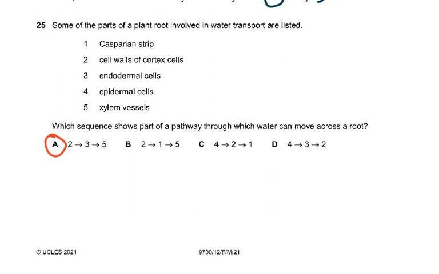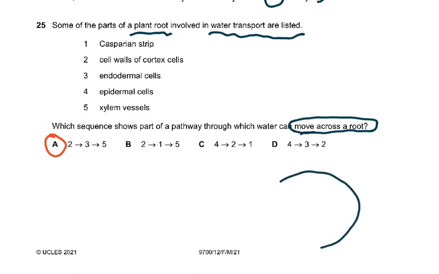Then coming to question number 25. Some of the parts of a plant root involved in water transport are listed: Casparian strip, cell walls of cortex, endodermal cells, epidermal cells, xylem vessels. Which sequence shows part of a pathway through which water can move across a root?